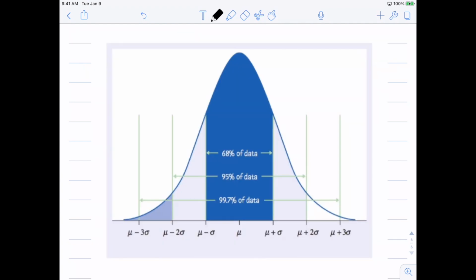So here's a diagram that illustrates this a lot better. Mu is at the center. If I go up and down by 1, that holds 68% of my data. Up and down by 2 holds 95%, and up and down by 3 holds 99.7%. And this actually tells us a lot more than that using the fact that it is symmetric. So let's see if we can do a couple of examples.